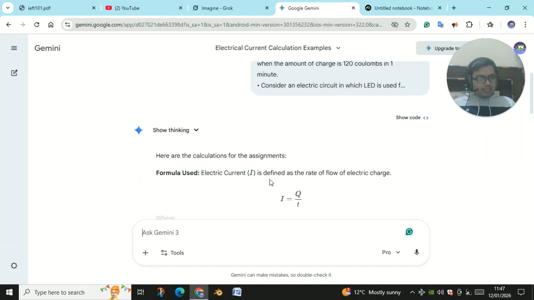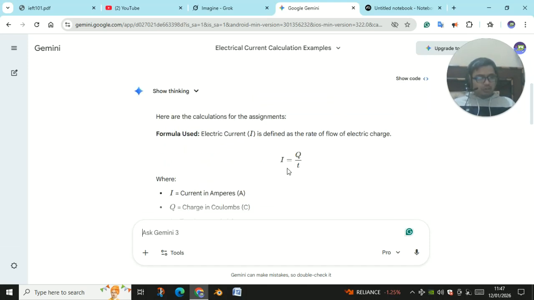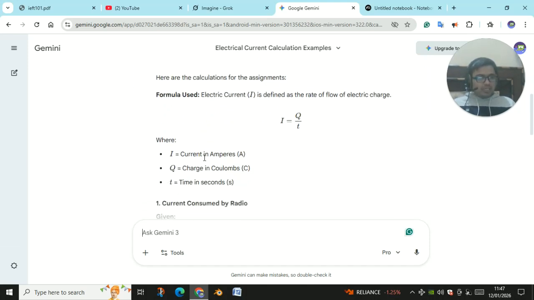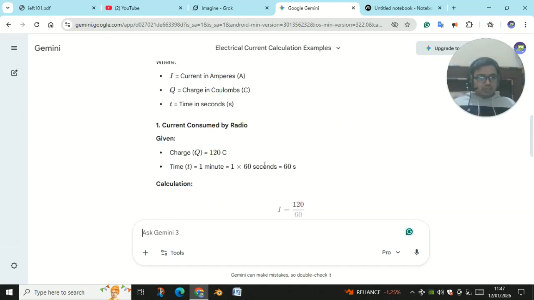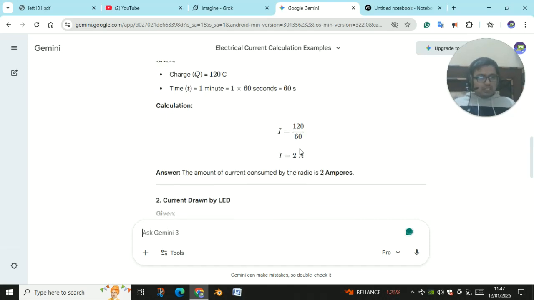The formula: electric current I is defined as the rate of flow of electric charge, I is equal to Q upon T. I is current in ampere, capital A. Q is charge in coulombs. T is time in seconds. Current consumed by radio. Given charge Q is equal to 120 C. Time T is equal to 1 minute, which is 1 into 60 seconds, 60 seconds. Calculation: I is equal to 120 upon 60. I is equal to 2 ampere.